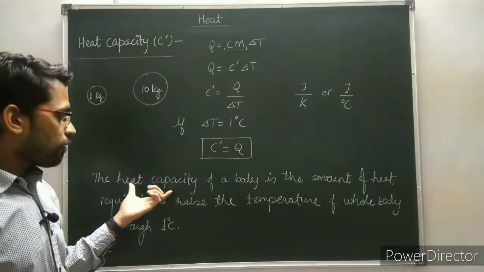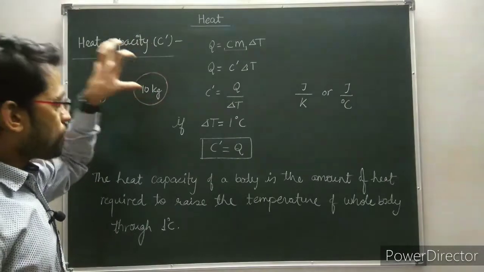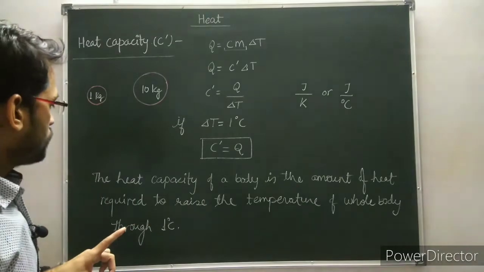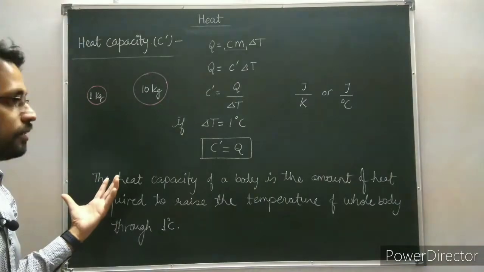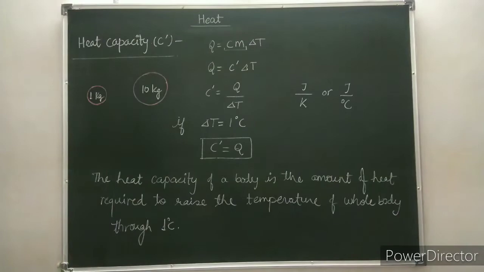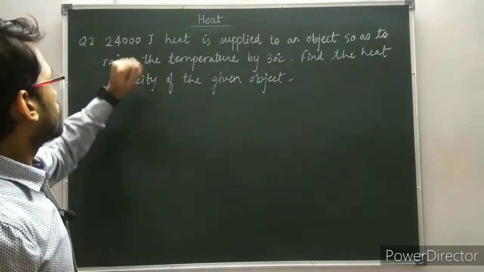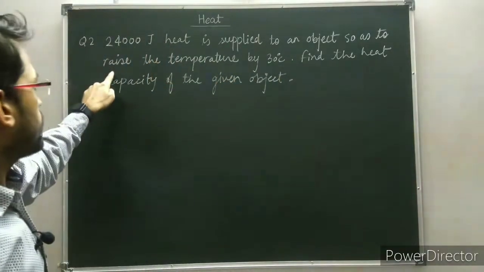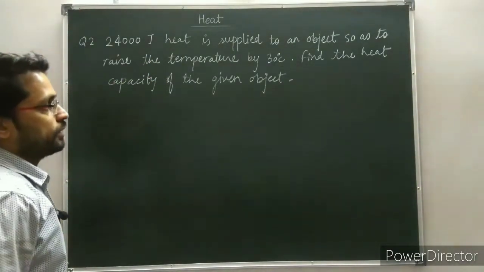So heat capacity is the amount of heat required to raise the temperature of the whole body through 1 degree Celsius. Greater the mass of the body, greater is the heat required to raise the temperature through 1 degree Celsius. Now come to this numerical problem: 24,000 joule heat is supplied to an object so as to raise the temperature by 30 degrees Celsius. Find the heat capacity of the given object.